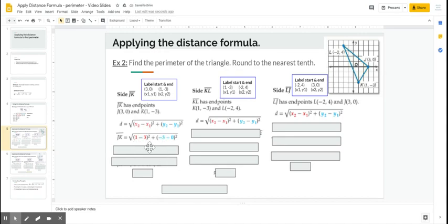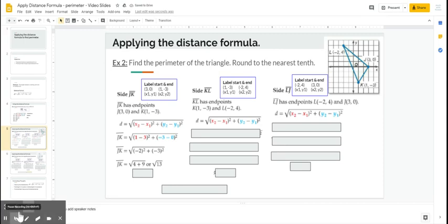And then you do what's in the parentheses first, right? So 1 minus 3 is negative 2 squared, plus negative 3 minus 0 is negative 3, and again squared. Now negative 2 squared is negative 2 times negative 2, so it's a positive 4. Negative 3 squared is negative 3 times negative 3, which gets you that 9. And then you have to take the square root of the sum, so the sum is 13. And the square root of that is about 3.6 if we are rounding to the nearest tenth, like the question says.